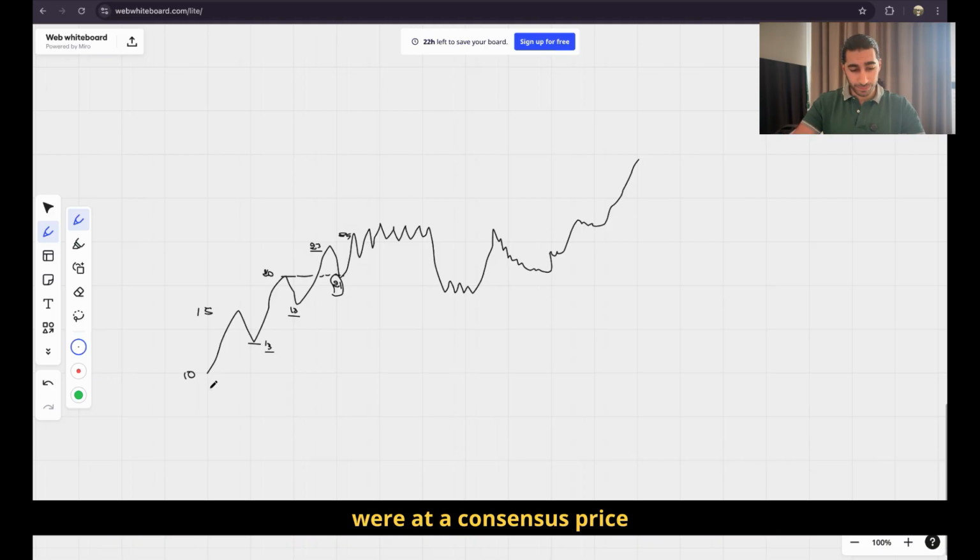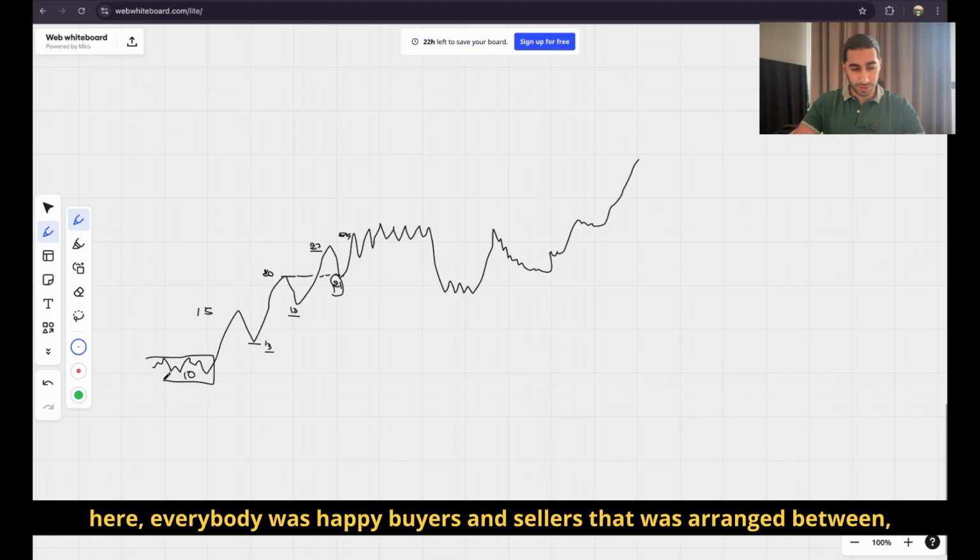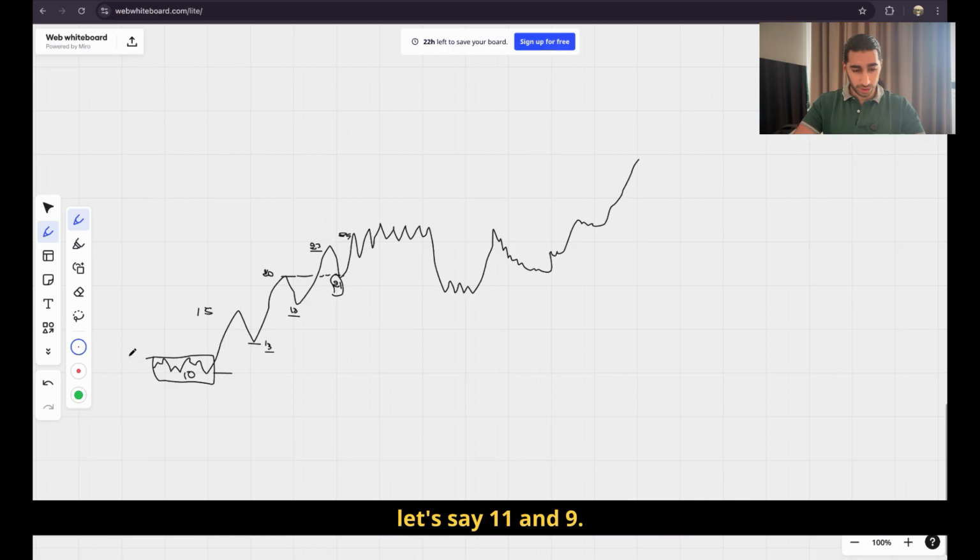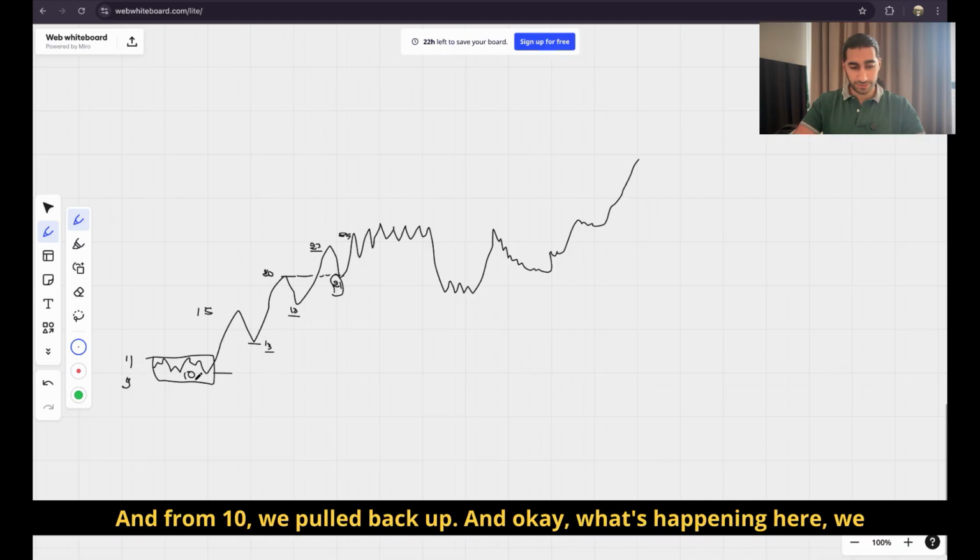What's happening? We were at a consensus price here. Everybody was happy, buyers and sellers. That was a range between, let's say, 11 and 9. And from 10, we pulled back up. And okay, what's happening here?